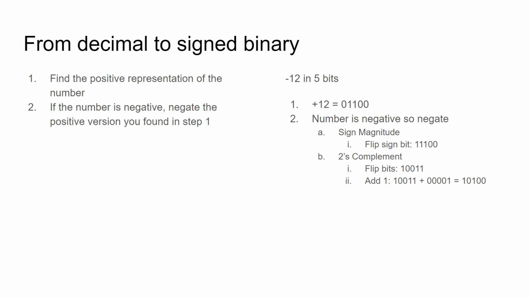Maybe I'm going the other way, right? So first over here, we have negative 12, and we're writing that with 5 bits. So first we find positive 12, because it's really easy to find, right? So positive 12 is, right, no 16s, 1 8, 1 4, no 2s, no 1s. So that's 12. Then we need to figure out what the number is negated. So if we're doing sign magnitude, we just flip the sign bit. That's negative 12. If it's 2's complement, we flip the bits and add 1.